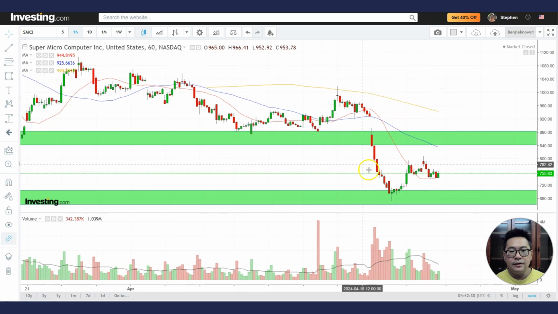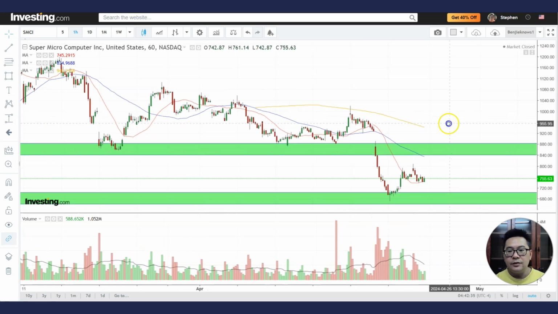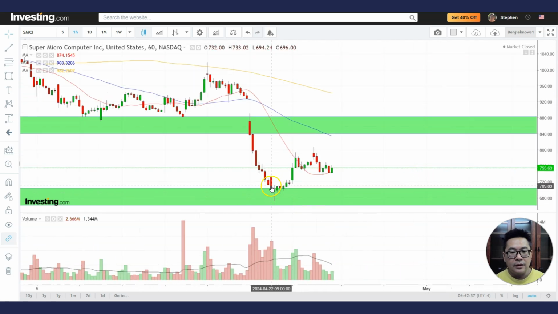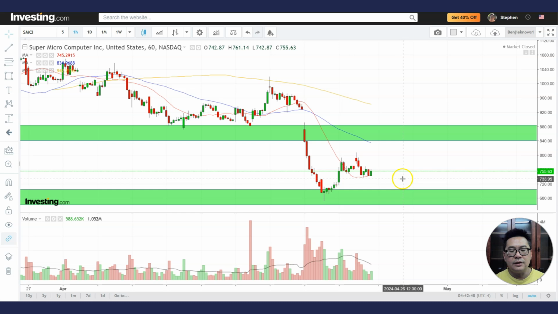This is a resistance, this is a support. I know I should have colored this red so that you can see. This is a kind of bottoming tail doji pattern. If you bought here for a short trade, if it goes up to near here, you need to sell it. So I don't see any break of a downtrend line even in the 60-minute chart.